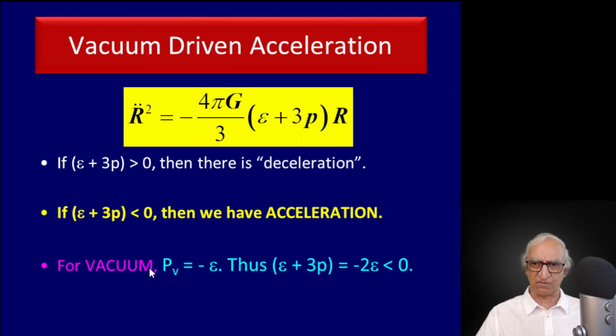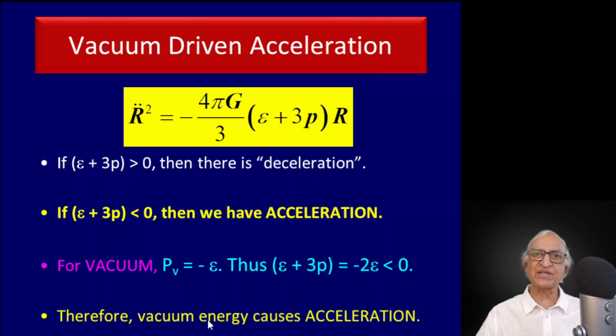Now suppose you have vacuum, which is the dominant contributor to the energy density. Then, as I explained before, the pressure of vacuum is minus the energy density. The pressure of vacuum is minus rho c squared, whereas the pressure of ordinary matter is plus rho c squared. Therefore, E plus 3P is, if I use this expression, minus 2E. And since energy density is always positive, this is less than 0. And therefore, vacuum energy causes acceleration.